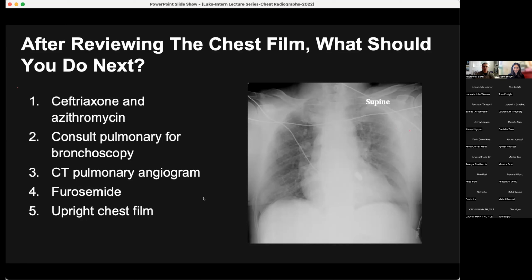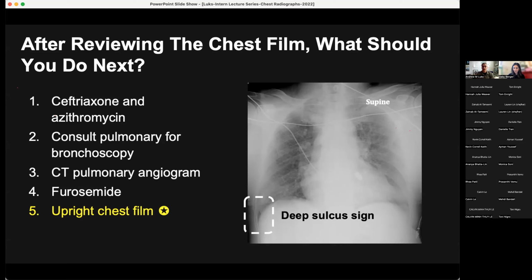So the majority of people here did go for the correct answer, which is to order an upright chest film. This patient has risk factors for HIV, history of unprotected intercourse with multiple partners, history of injection drug use, and they're coming in with progressive symptoms, particularly dyspnea, and now have developed some chest pain. And one of the noteworthy findings is that this patient has diffuse bilateral opacities.